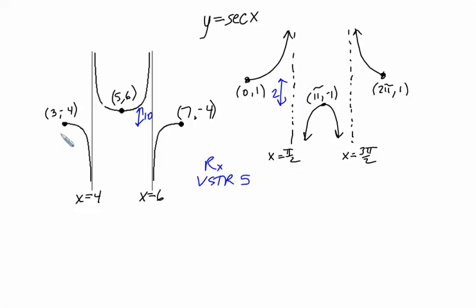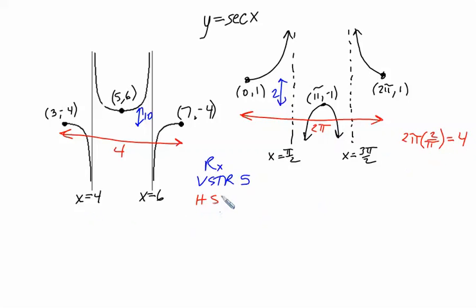Horizontally speaking, to span this entire graph right here goes 4. Horizontally speaking, to span this entire graph here goes 2 pi. So what did we have to multiply 2 pi by in order to get 4? And the answer is 2 over pi. So we have a horizontal stretch of 2 over pi happening.